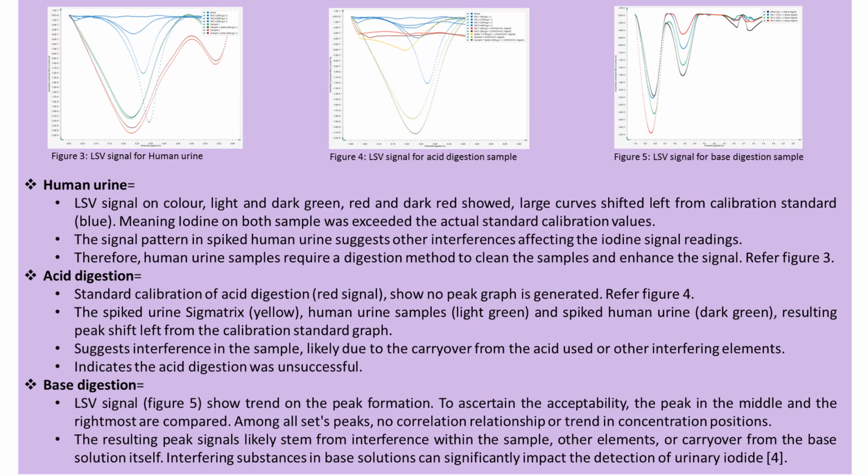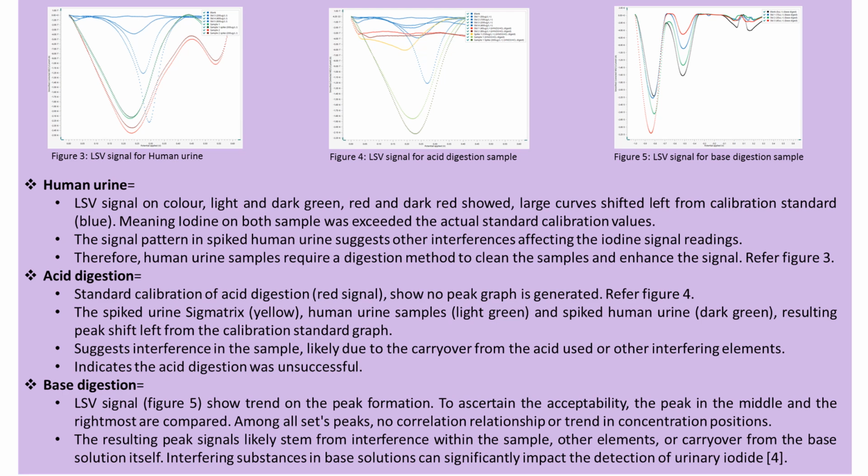For human urine, the LSV signals in colors like green, red, and dark red show large curves that shifted to the left of the calibration standard, the blue color. This shows iodine in both samples exceeded the actual standard calibration value. The signal pattern in spiked human urine suggests that there may be other interference in the sample affecting the iodine signal reading. Therefore, it is likely that human urine samples require a digestion method to clean the sample and enhance the signal for accurate measurement. Please refer to figure 3. Acid digestion.